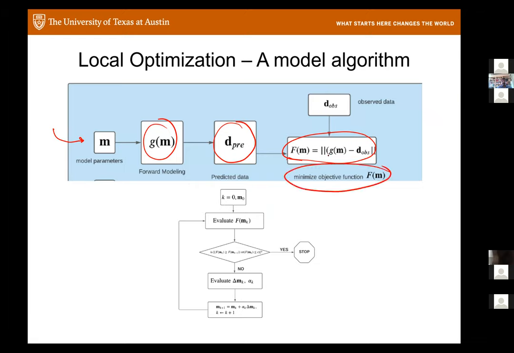And the way I minimize it is by computing a perturbation to the velocity, which is given by this equation, and then I iterate over it. And I stop when my value of the error function does not change anymore, or when the error starts to increase, okay? And this is a deterministic approach where we're always trying to improve upon our velocity model, okay?